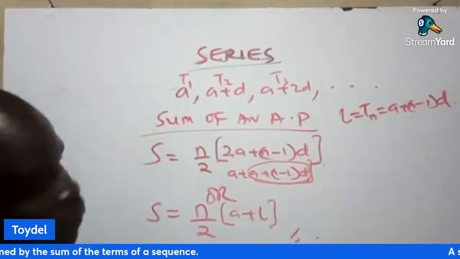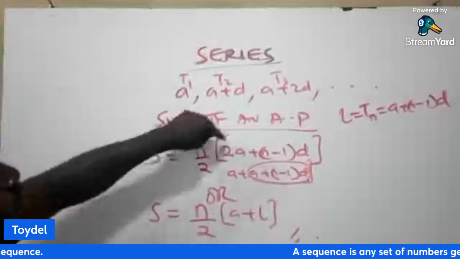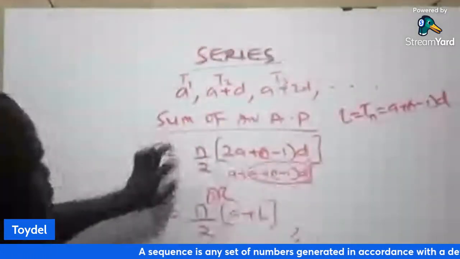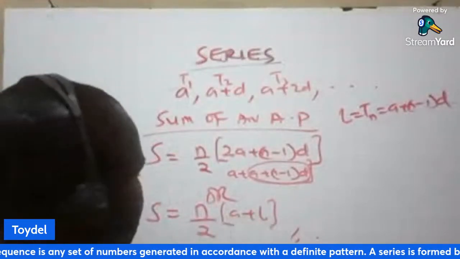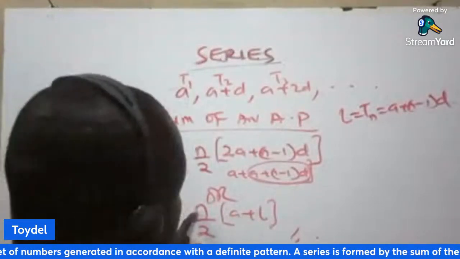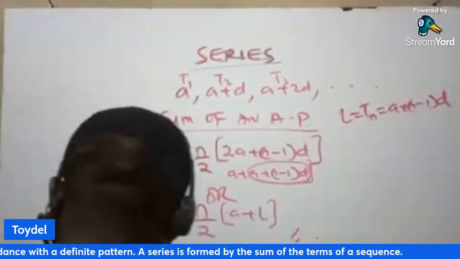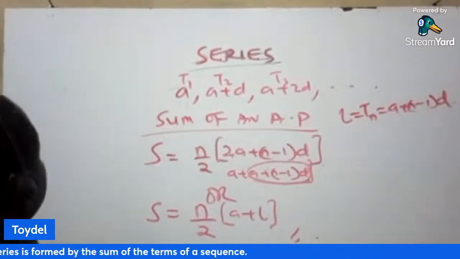So depending on the nature of the question, if you are given the nth term, the first term and the common difference, then go ahead and use the first formula. But in a situation whereby you are given the first and the last term, and you are required to find the number of terms in that sequence, then you can apply the second formula. But the two formulas are actually the same thing.